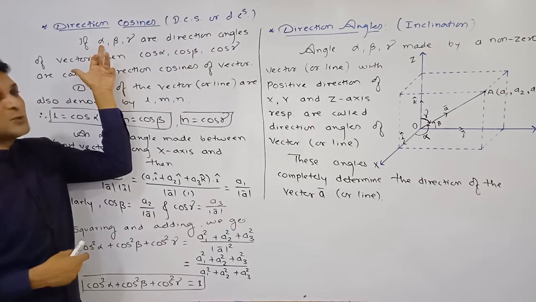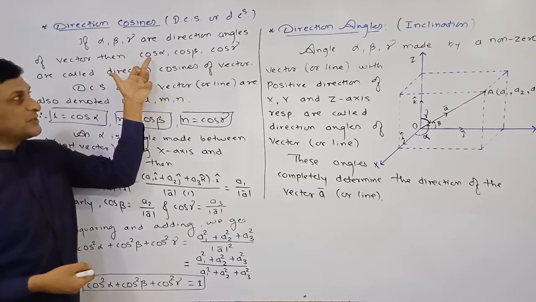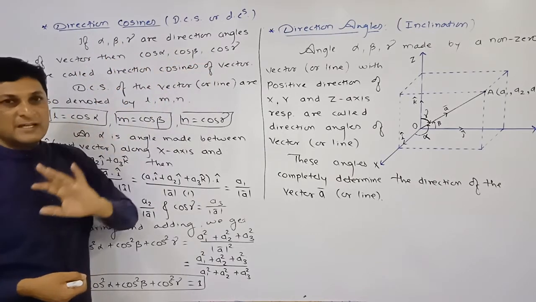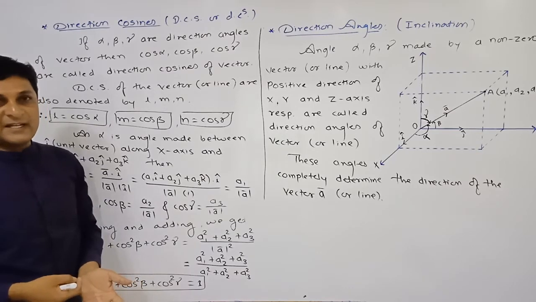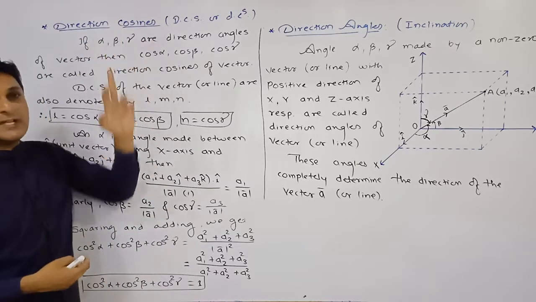then if we take the cosines of these three angles, that is cos alpha, cos beta, cos gamma, the three new numbers we get are called the direction cosines of a line.